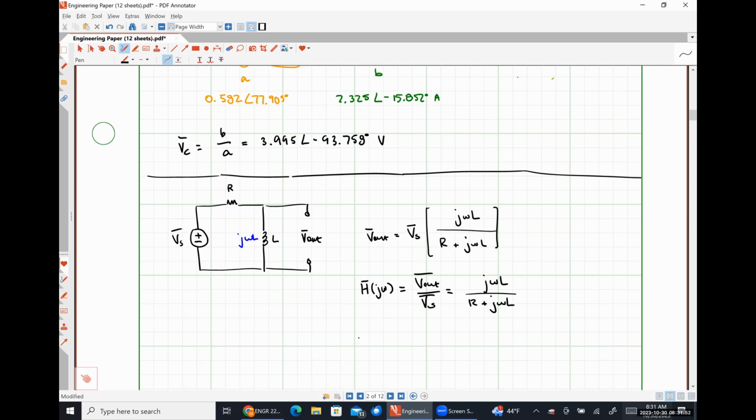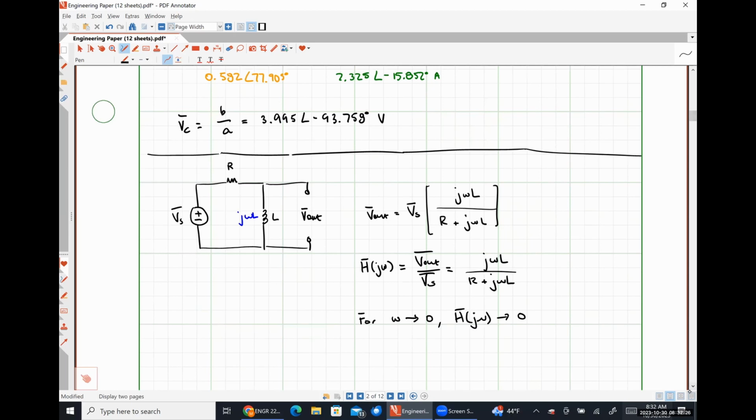So for omega approaching 0, H of j omega approaches 0. So that means this particular circuit rejects very low frequency signals because the output voltage is 0. So whatever we apply at the input, practically none of it makes its way to the output.